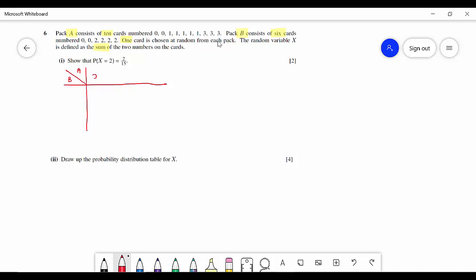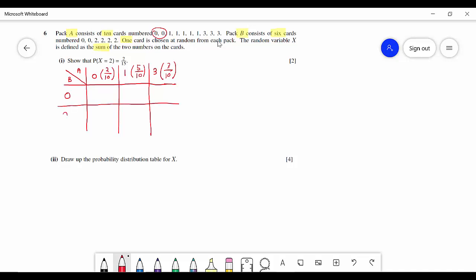Okay, so for pack A, I'm having 0, and the probability of getting 0 is 2 over 10 because you're having 2 zeros out of the 10 cards, right? Okay, and after that, I'm having 1. So for 1, I have 5 over 10, the probability. So the bracket actually denotes the probability of getting the card number 1, and also the 3 here, I'm having 3 out of 10.